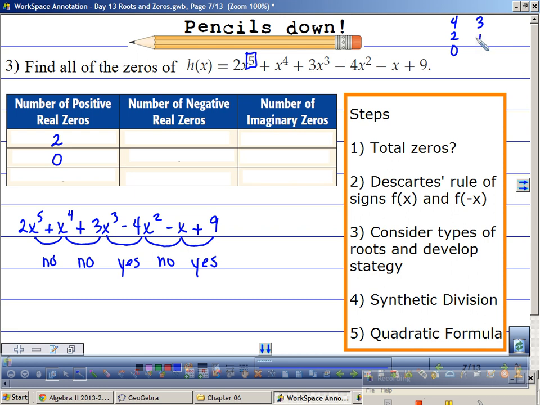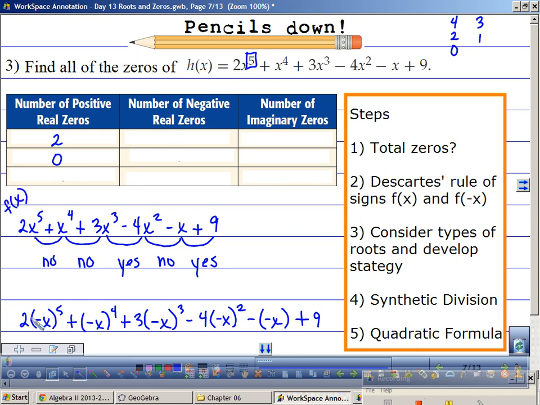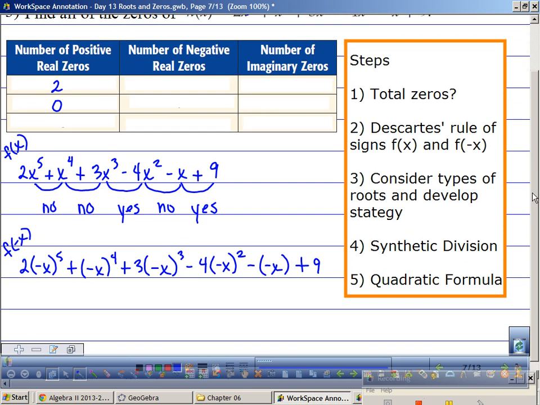Okay? Okay so far? All right, so that's in the positive direction. We still need to account for the negative direction, so let's make x negative. So 2 times negative x to the 5th. I'm just going to take each one of these terms and make x negative, plus negative x to the 4th plus 3 times negative x cubed minus 4 times negative x squared minus negative x plus 9. So this was f of x in the positive direction, or I should say h of x, doesn't really matter, and f of negative x, negative direction. Let's talk about sign changes.